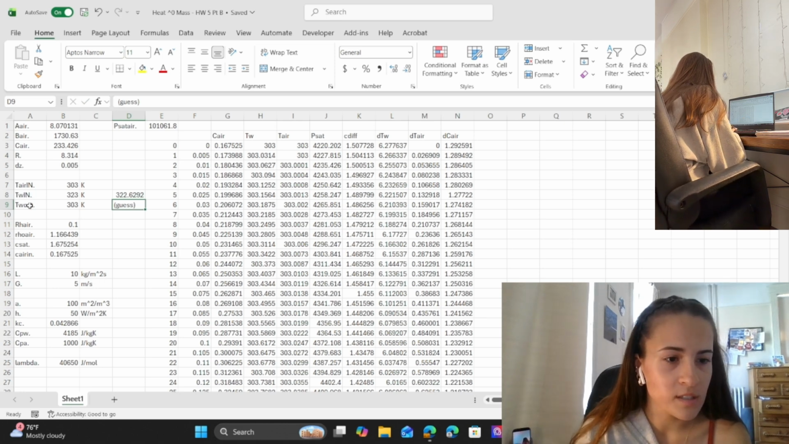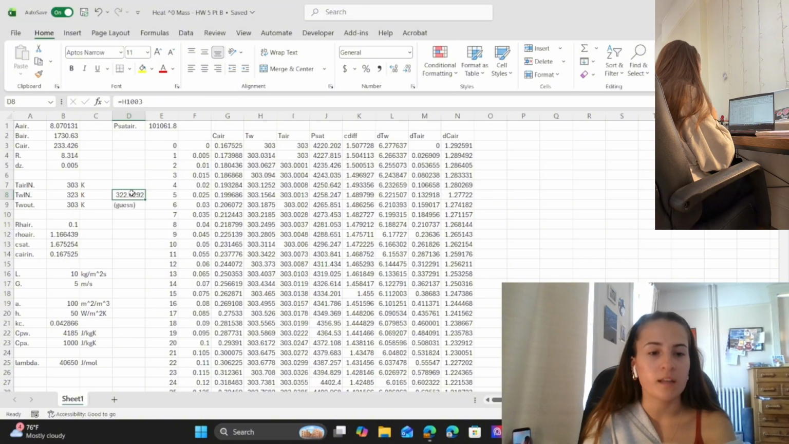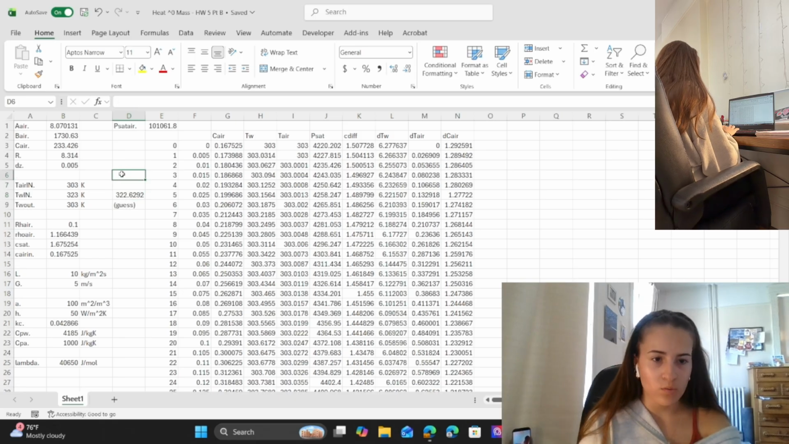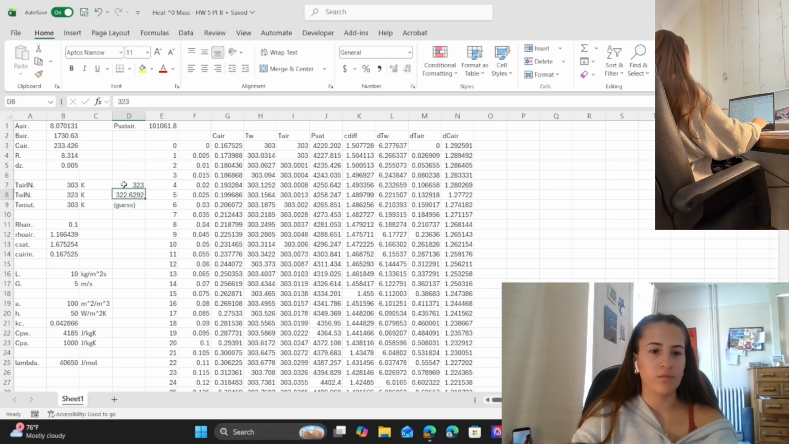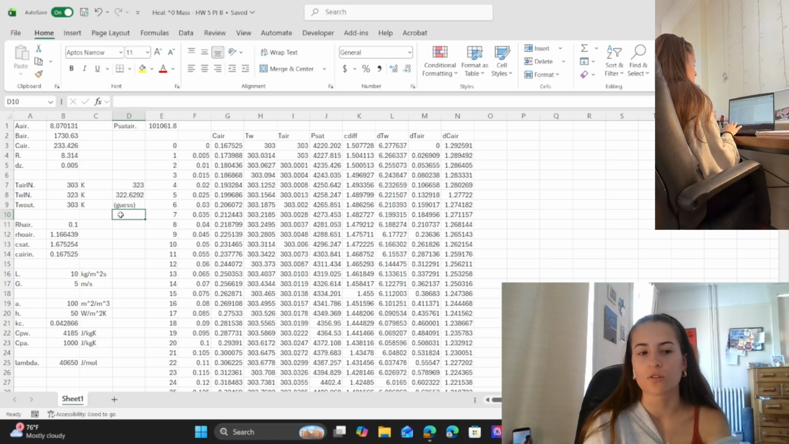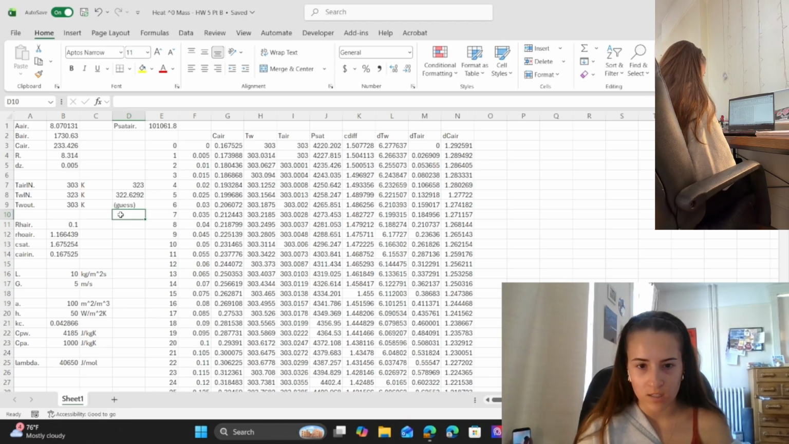So due to this temperature of the water coming out guess, this is what the temperature of the water coming in is calculated to be, but we actually want it to be 323. So it's pretty close already, but we still have to do the squared difference and then Solver in order to get it to be actually correct.